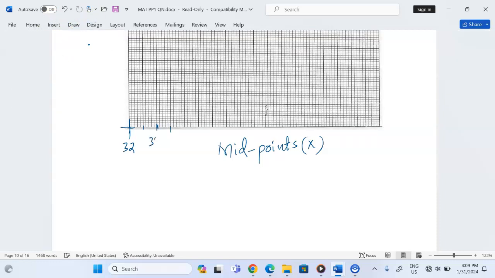Because there is enough space for the horizontal axis, let me just have 37 at this point, then 42 at this point, then 47 at this point, 52 at this point, 57, 62, 67, then 72 and 77. Then we can also have 82 at the end.